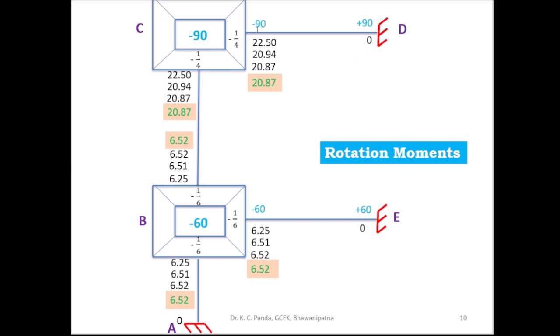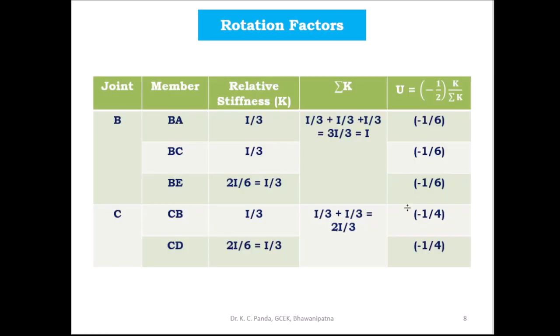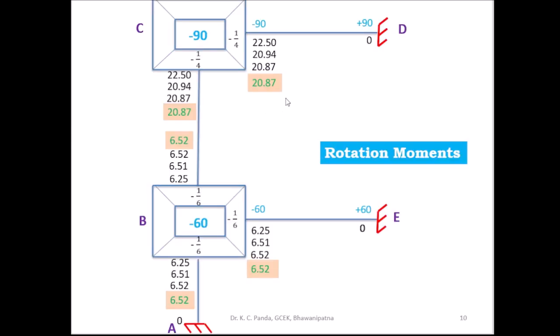After putting the fixed end moments of the members, the fixed end moments of the joints, and the rotation factors, this is the rotation factor UCB, write it in this trapezium box, and UCD in this trapezium box, minus 1 by 4. This is UCB minus 1 by 4 and UCD minus 1 by 4. So write the rotation factors UCB and UCD in the corresponding trapezoidal boxes, minus 1 by 4, minus 1 by 4.